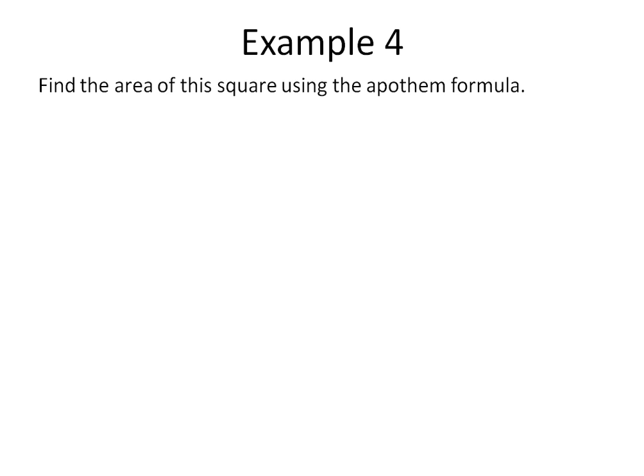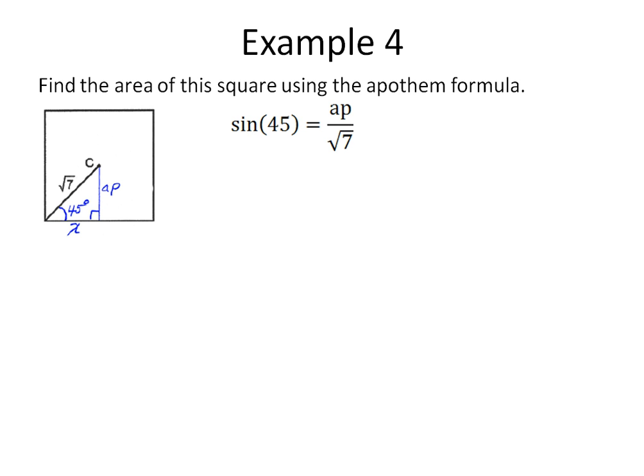Okay, example 4, they want us to find the area of this square using the apothem formula. This time they gave us a radius, which is the square root of 7, and it means we have to find the apothem and we have to find x, and that would lead us to 2x, which is equal to the length of a side. So the sine of 45 is equal to the length of the apothem divided by the square root of 7.